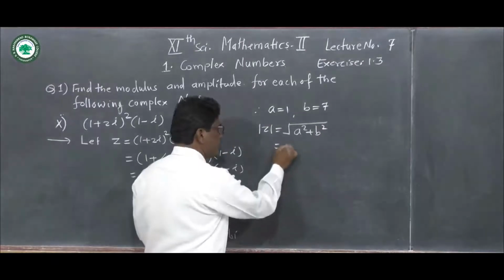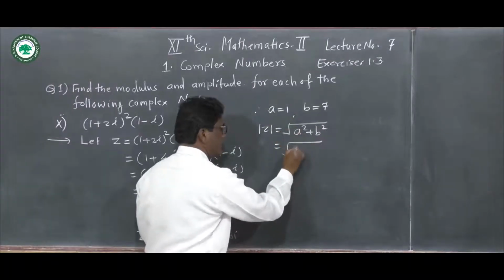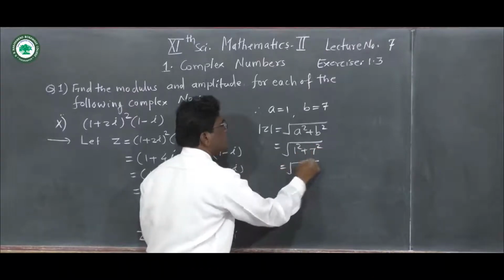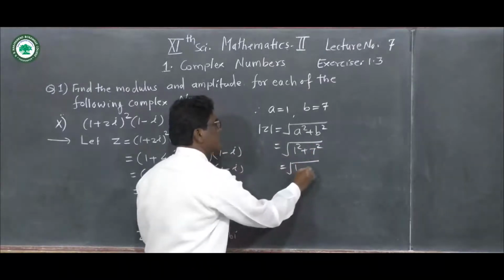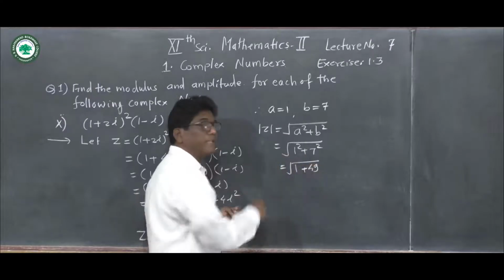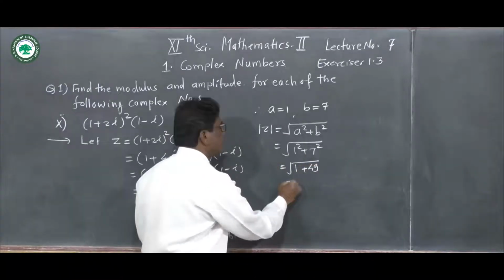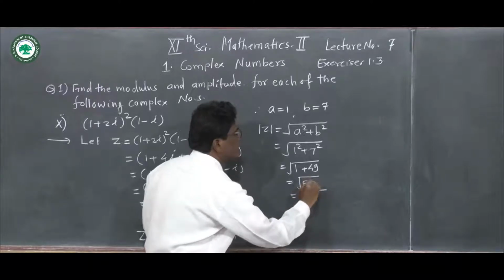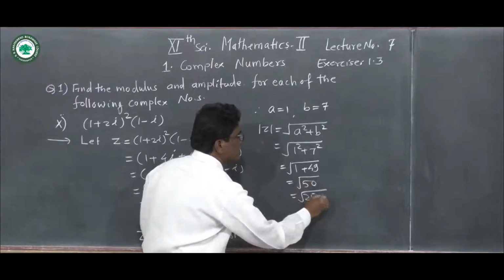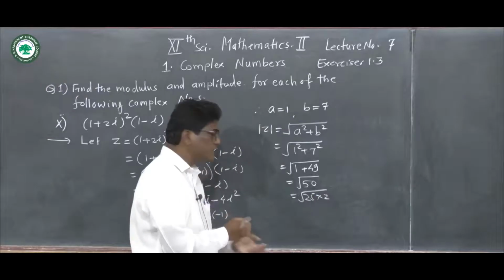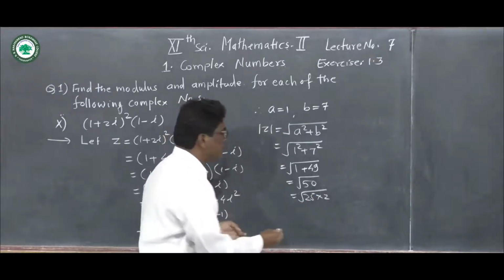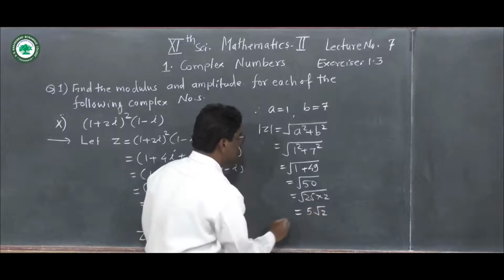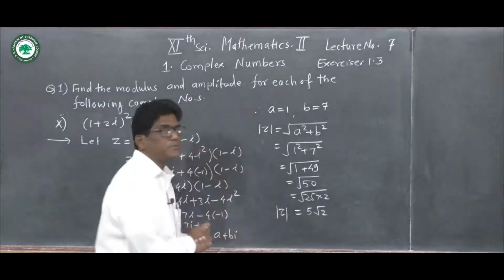And so it is equal to under root of, put the value of a as 1 square, b as 7, that is 7 square. So it is equal to 1 square is 1 plus 7 square is 49. 49 plus 1, that is root of 50. We write this root of 50 as root of 25 into 2, because we know the square root of 25 is 5, so root 50 is 5 root 2. So mod of Z is 5 root 2.